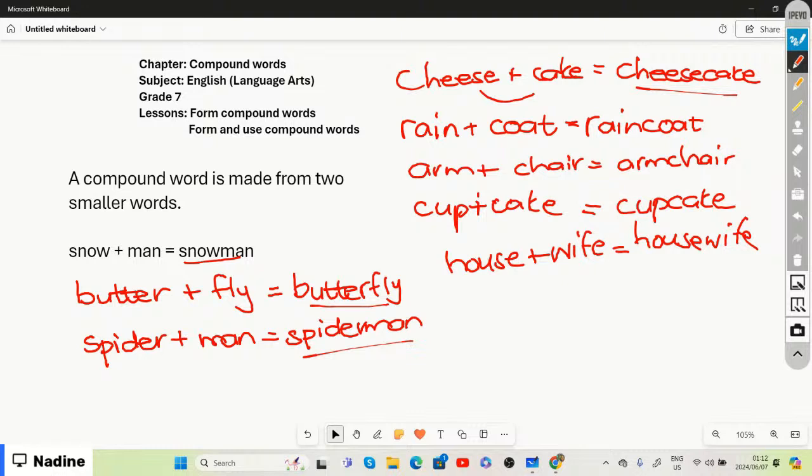And we call those compound words. These compound words are made up of two smaller words. You add those two words together and then we create one word. For example, spider plus man equals Spider-Man, or butter plus fly is butterfly.